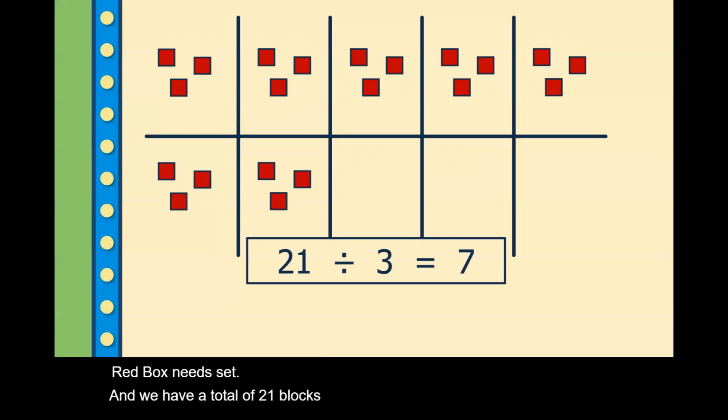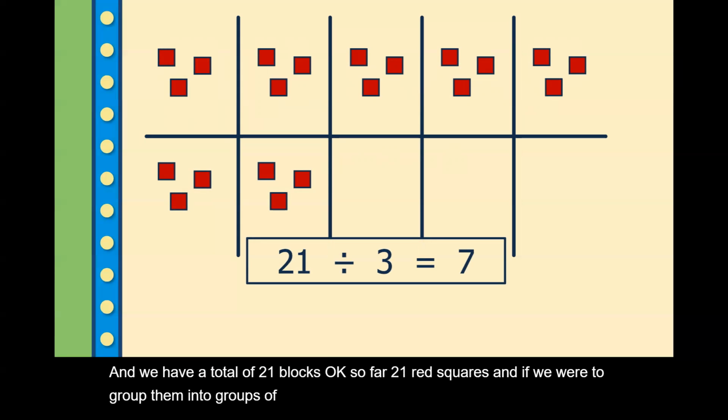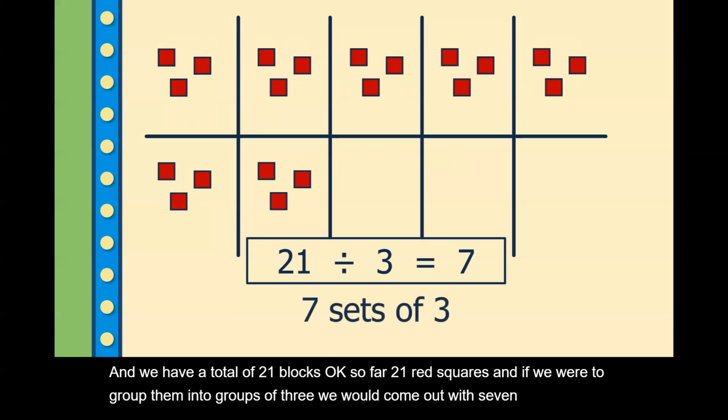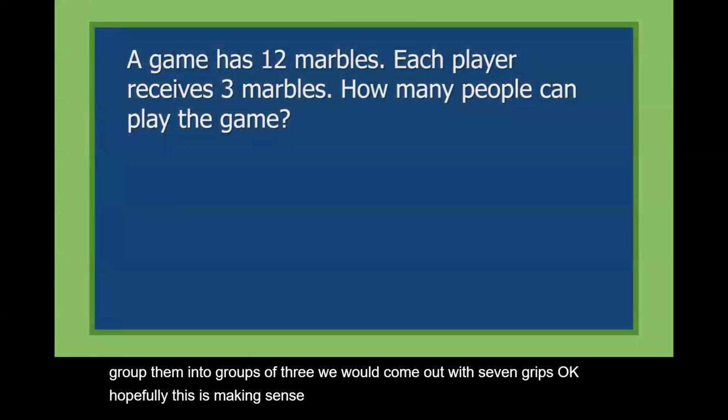So if our 21 red squares, if we were to group them into groups of 3, we would come out with 7 groups, okay? Hopefully this is making sense to you. All right, let's look at a word problem.